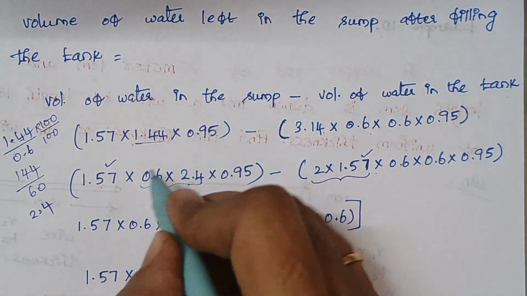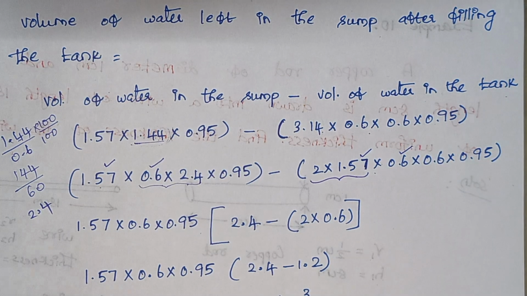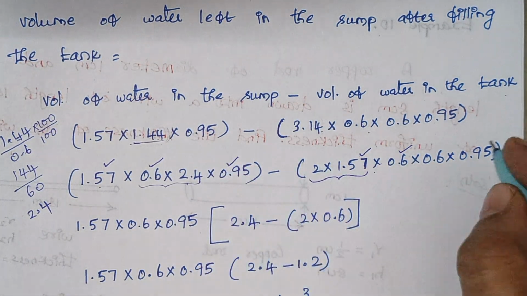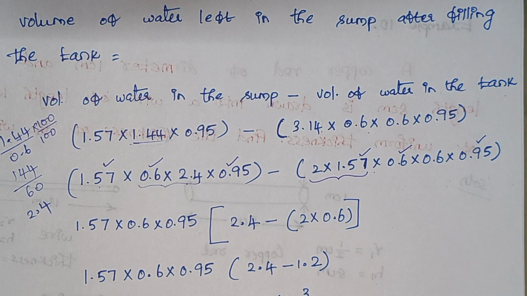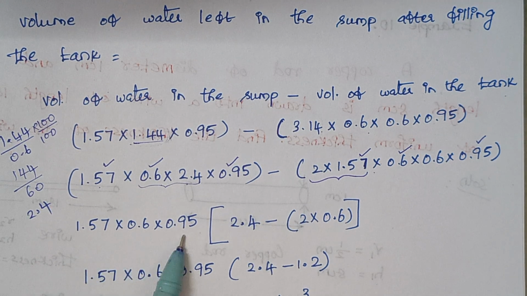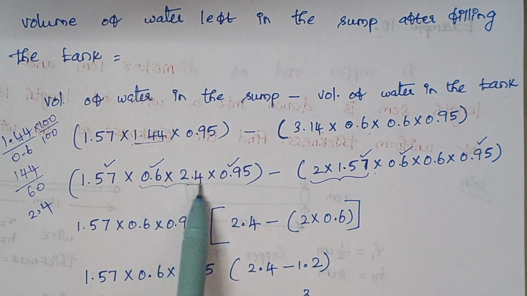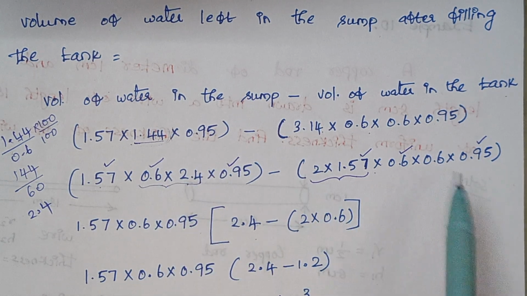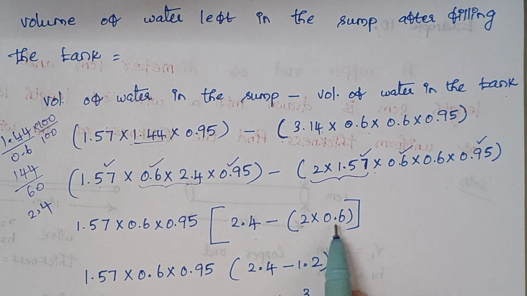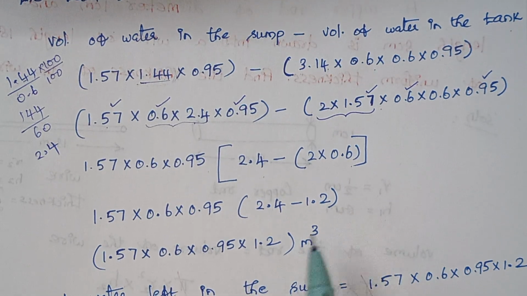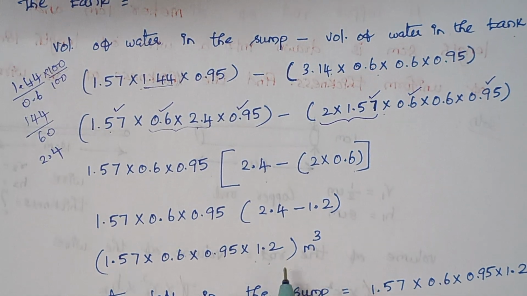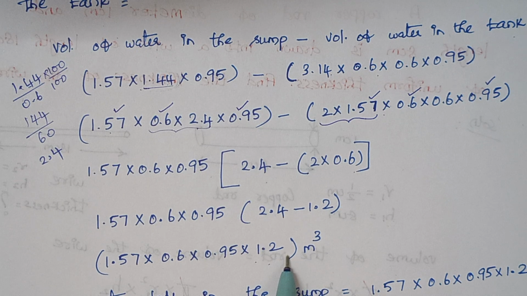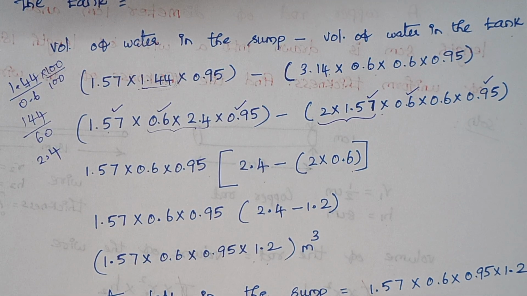Next, I have 0.6, and here also 0.6. And next is 0.95, and here also it is 0.95. So just take these common terms outside. The remaining term here is 2.4, and here it is 2 into 0.6. So 2 into 0.6 is 1.2, and 2.4 minus 1.2 gives you 1.2. This is the volume of the water which is left in the sump, or which is left in the cuboid.